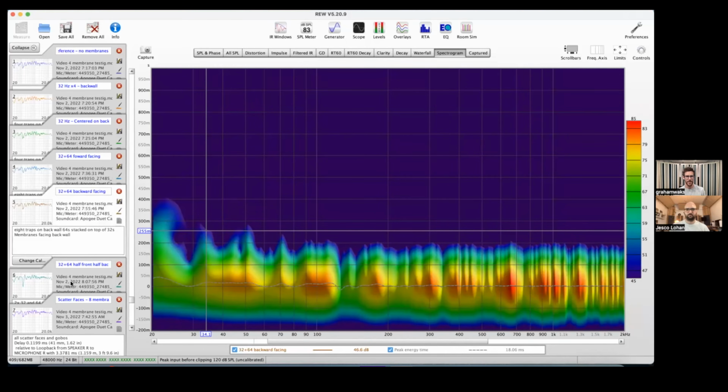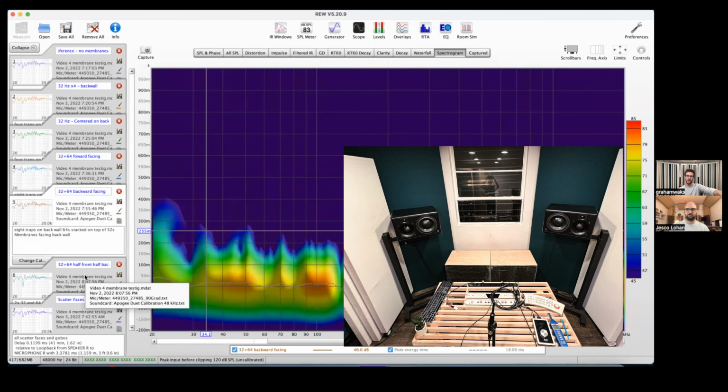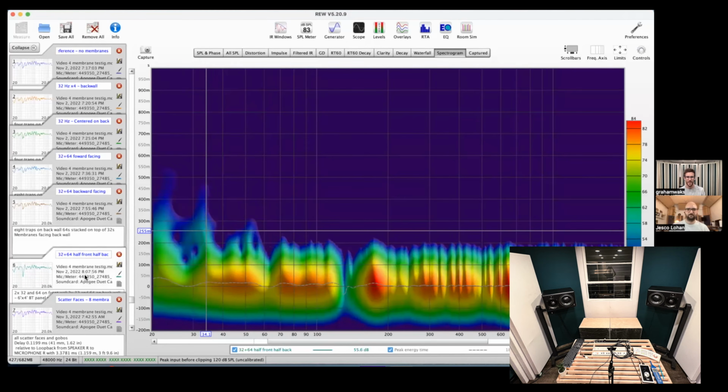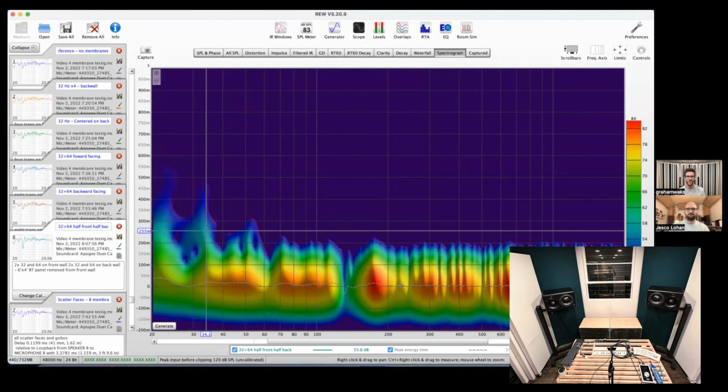And then I got a little bit more curious and experimented a bit more here for our next measurement. I actually took out the big 6x4 foot front wall bass trap panel that we have in here and put half of our membrane traps, so two 32 hertz and two 64 hertz ones, on the front wall, and then kept two on the back. And this did not work very well. So they're definitely staying on the back wall. This is more related to reflection issues off of the front wall.